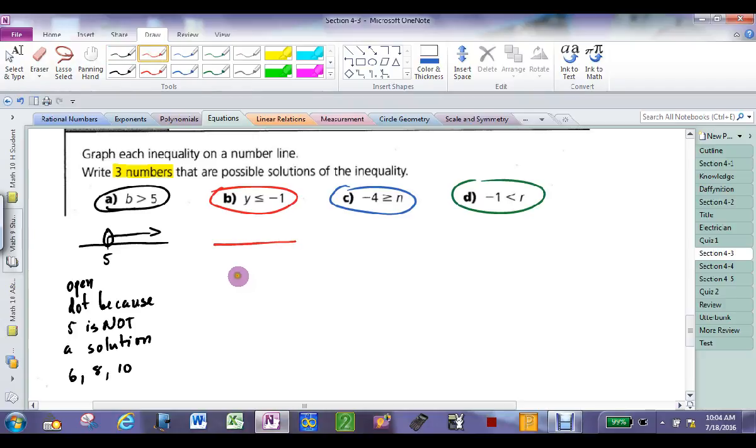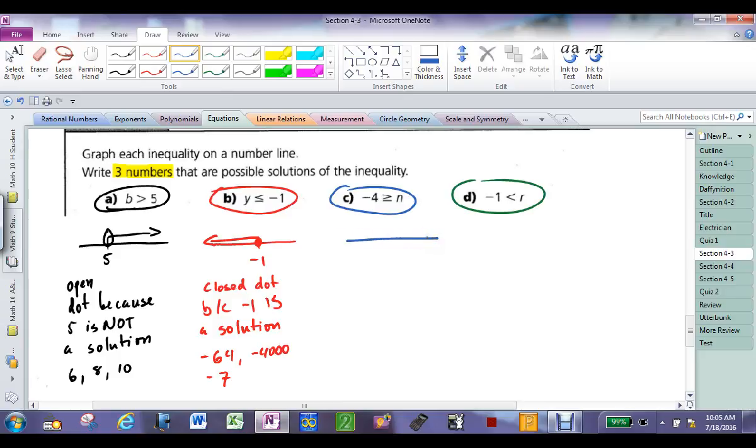Red line. What's the only number that matters? -1. Is it included? Why? Because it's got the equal sign. So I do a closed dot, because -1 is a solution. Is the letter first? So do we follow the symbol? So which way do I go? Left. Now give me 3 numbers. -64, -4,000, -7. Got it?